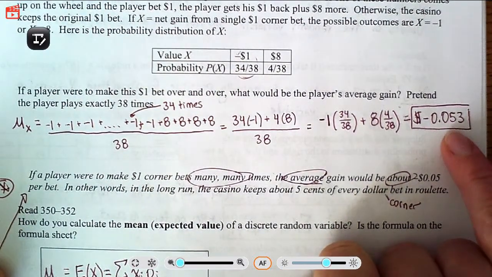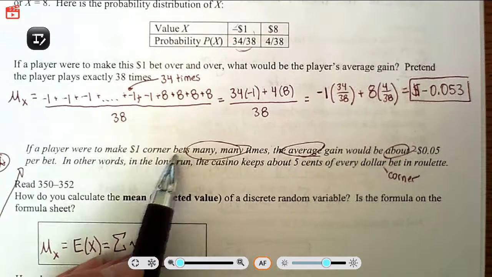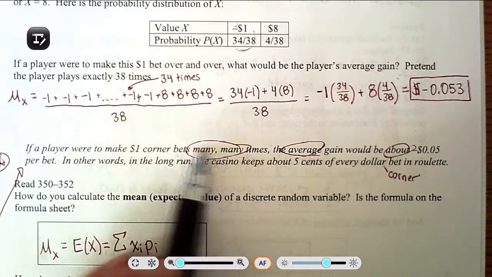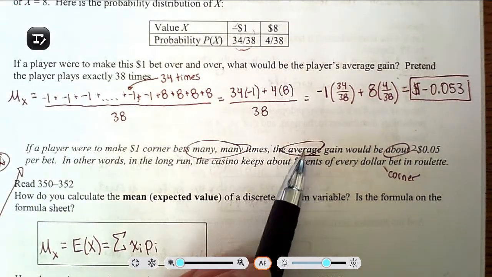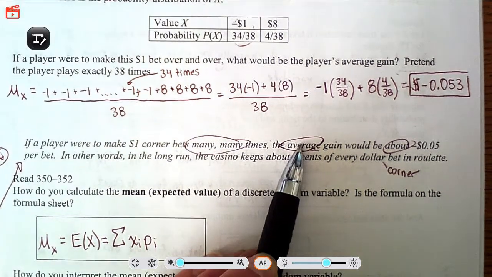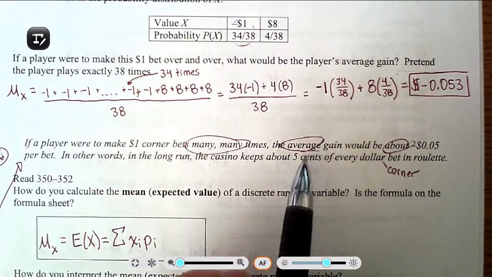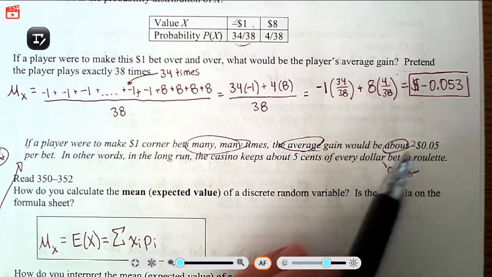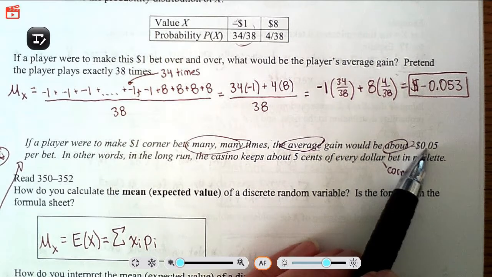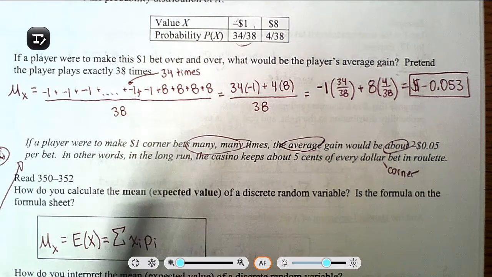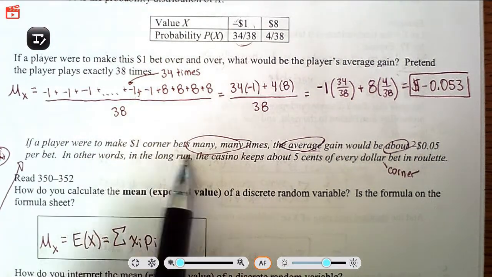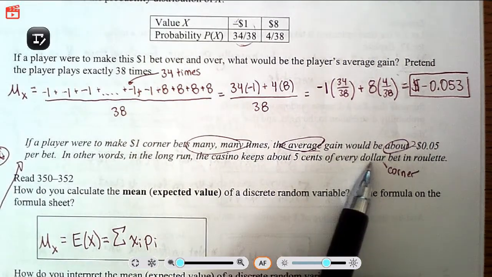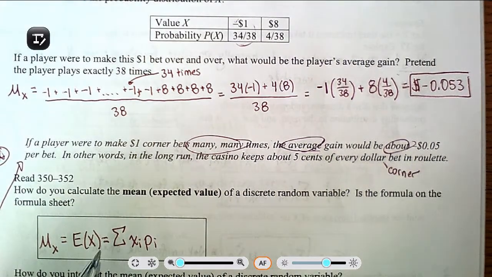If a player were to make $1 corner bets many, many times, very important, the average, okay, we're being technical here, this is the mean that we found, the expected value is an average, the average gain would be about, because we're not making any guarantees, we're not really expecting to lose 5 cents, would be about a loss of 5 cents per bet. In other words, in the long run, the casino keeps about 5 cents for every dollar bet in the corner bet in the roulette.